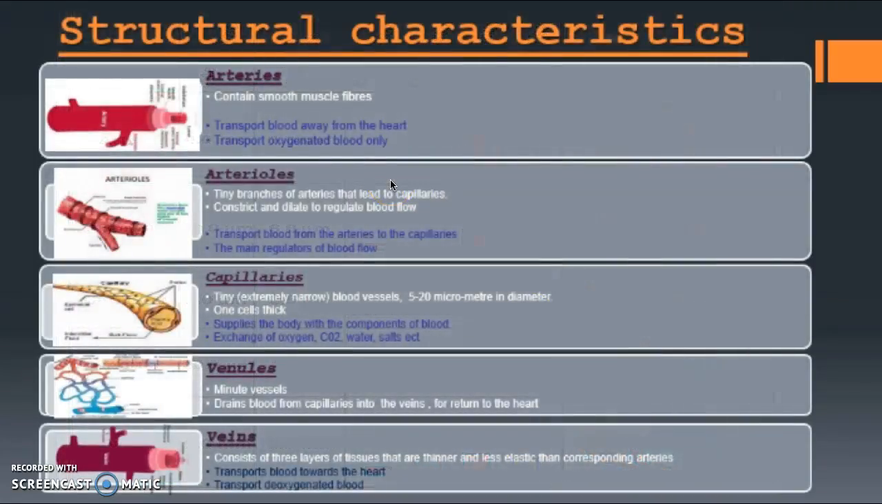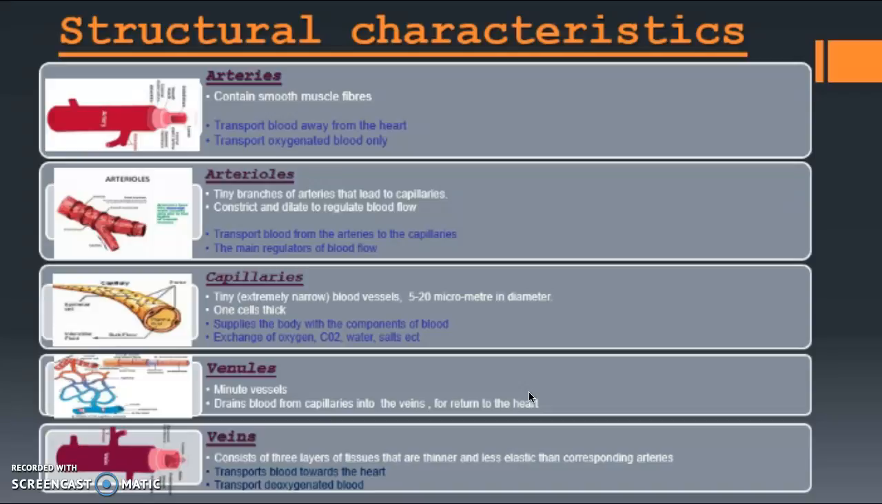And the capillaries are tiny and very narrow, and they are 5 to 20 micrometers in diameter and also only 1 cell thick. And this supplies the body with the components of blood, and also happens with the exchange of oxygen, carbon dioxide, water, and salts. The venules are very minute and drain blood from the capillaries into the veins and then return back to the heart. And the veins consist of 3 layers of tissues, thinner and less elastic than the corresponding arteries, and they transport blood towards the heart and carry deoxygenated blood.